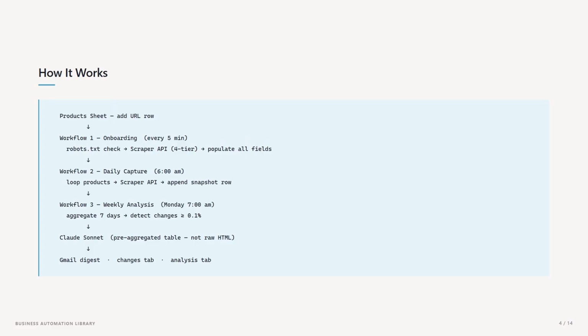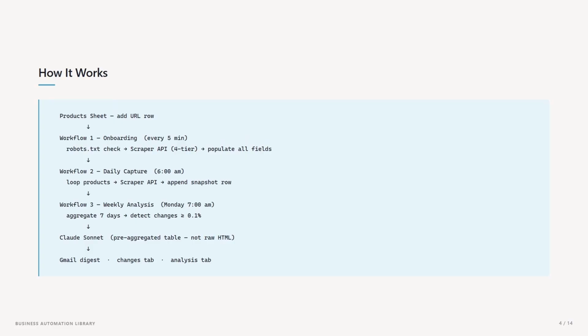Workflow 2 runs every day at 6 a.m. It reads all active products, calls the scraper API for each one, and appends a snapshot row to the snapshots tab with that day's price, cost per serving, and availability. There are no AI calls here, so no heavy processing, just clean daily capture.